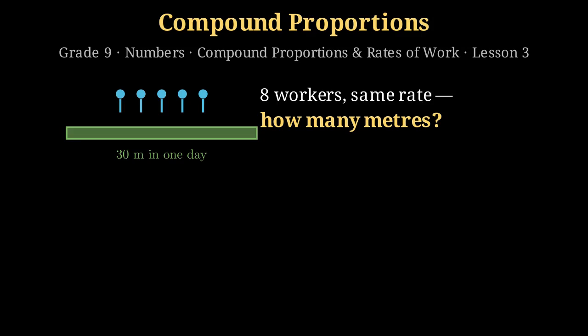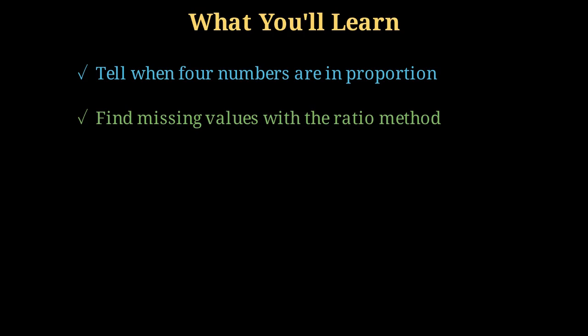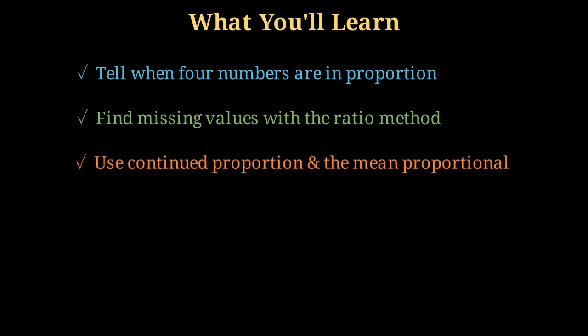ratio method. By the end of this lesson, you will be able to first tell when 4 numbers form a proportion by checking that their 2 ratios are equal. Second, find a missing value in any proportion using the ratio method. Write the ratios as fractions, cross-multiply, and solve. And third, work with continued proportions and the mean proportional, and use proportions to solve real problems about workers, farms, and machines. Let's build the idea properly.